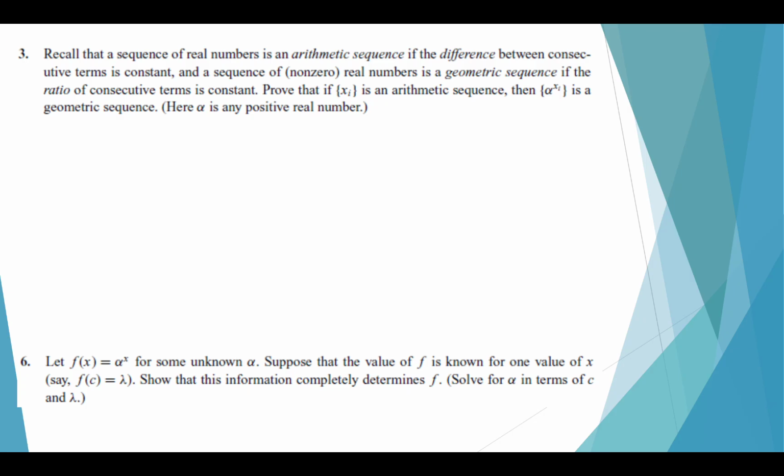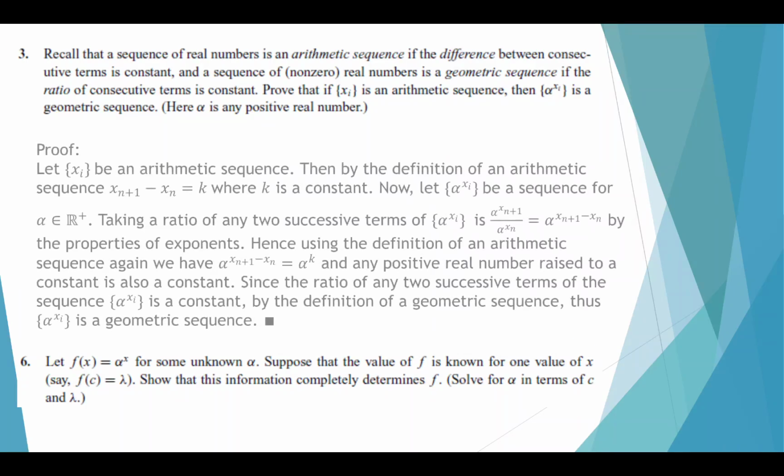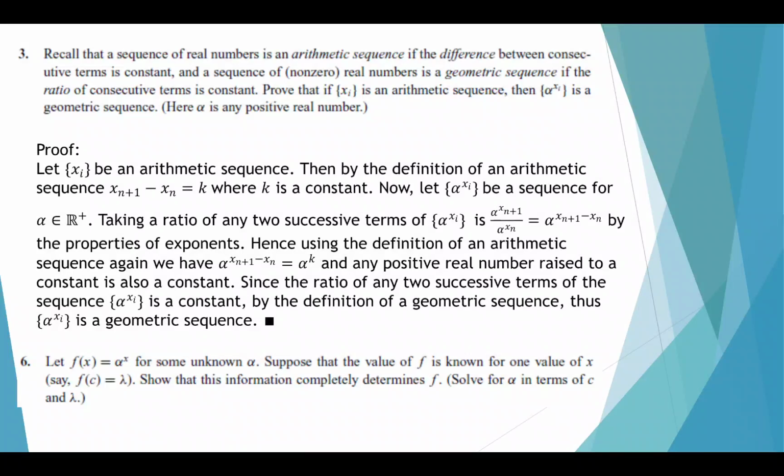And this one I typed in here because I didn't feel like it was that bad. So proof: I'm going to let x sub i be an arithmetic sequence. Then by definition of arithmetic sequence, for any n, x sub n plus 1 minus x sub n is equal to k, and k is a constant. This is the property: the difference between consecutive terms is constant. That's what this says.